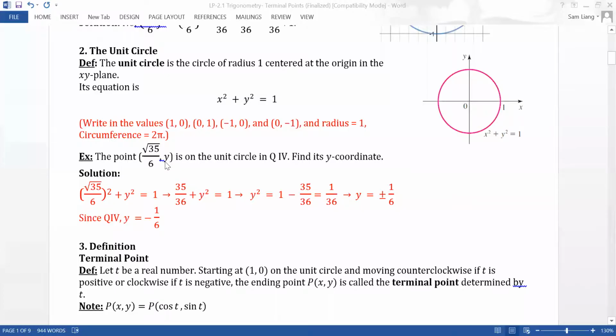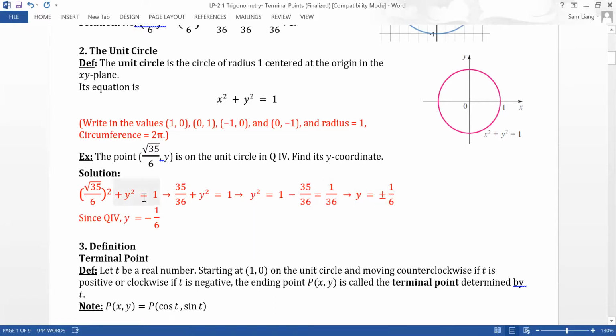Here you have the solution. You're going to plug root 35 over 6 into x squared. We know it's on the unit circle, so we can make use of this equation: root 35 over 6 squared plus y squared is 1. Then we can solve for y. This squared is 35 over 36, plus y squared is 1. Subtract 35 over 36 from both sides. You get y squared is 1 minus 35 over 36, so that's 1 over 36. Taking the square root of both sides, you get plus or minus 1/6.